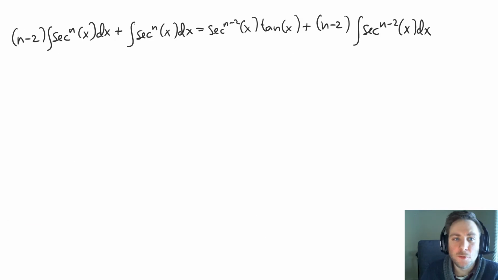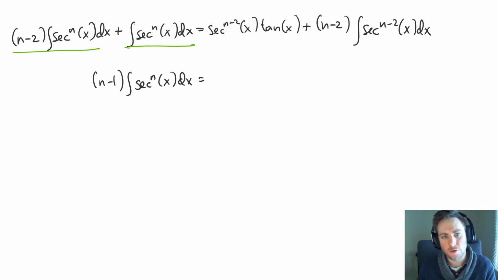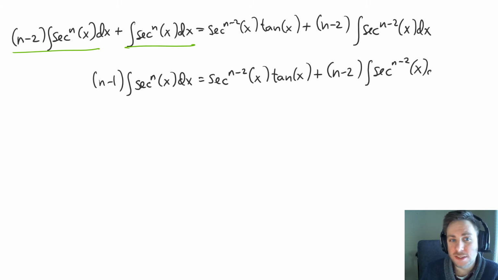So far we've come up with this nasty result, but we're pretty close to the finish line. On the left side, I see n minus 2 copies of my integral, plus one more copy. So that gives me n minus 1 copies of the integral in total, right? N minus 2 plus 1 more is n minus 1. The right-hand side still just is what it is.